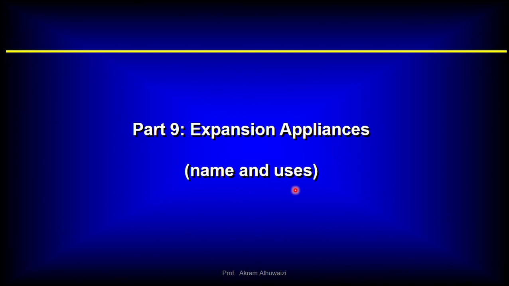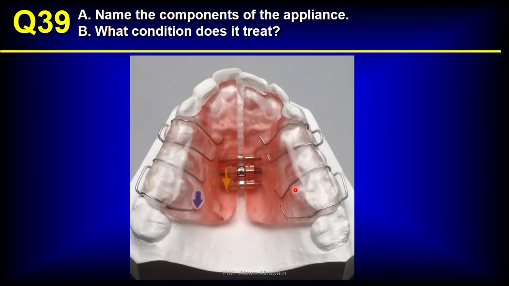Expansion appliances. Name the components of the appliance. Here, when you hear components, then you have to specify all the components. You've got the active component, which is the mid-palatal screw, the retentive components, which are the Adams clasps on the 6s and 4s, 4 Adams clasps, and the acrylic base plate, and the posterior bite plane. All of them are components.